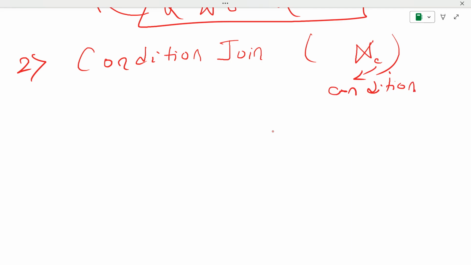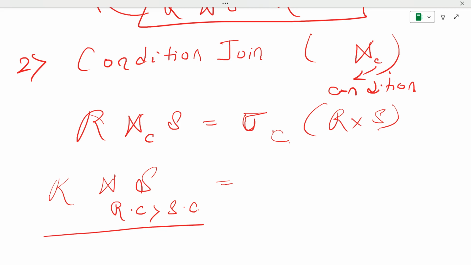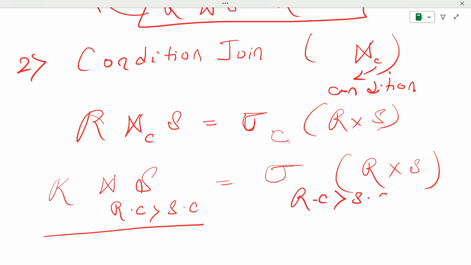Now how to apply the condition? So we have R conditional join with S, then over R cross S we are applying some condition, such as C. Okay, so something like if we have R conditional join with S, and we are applying here the condition like R.C has to be greater than S.C. Now this is a different case from natural join. So it means that over R cross S we are applying a condition where R.C has to be greater than S.C.